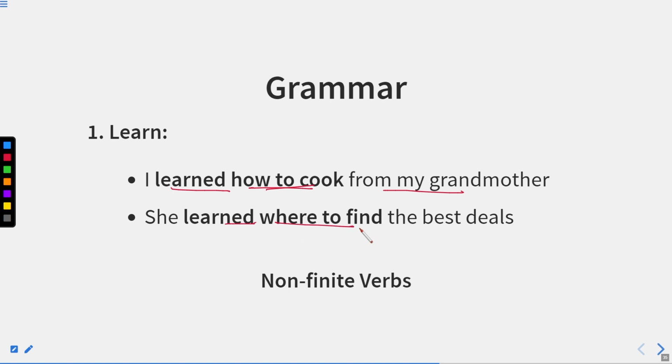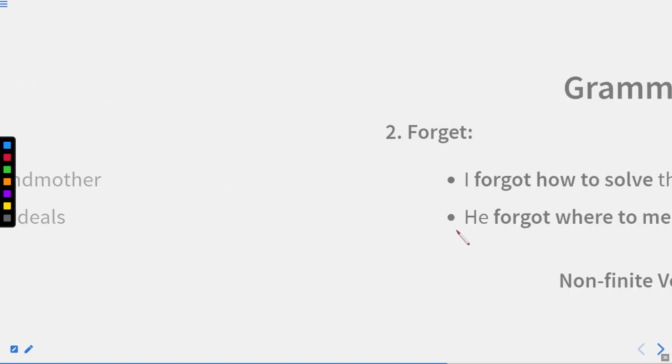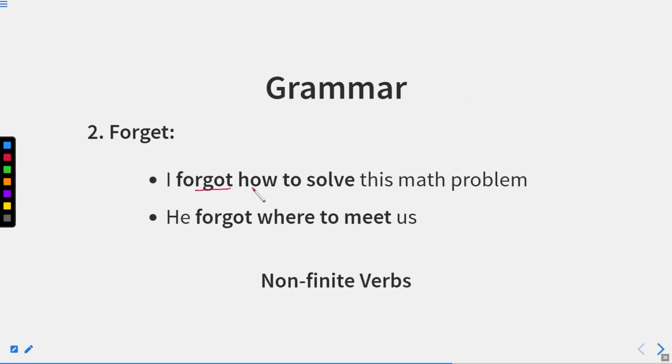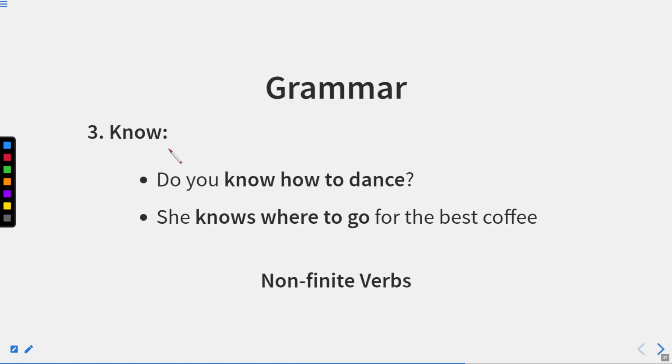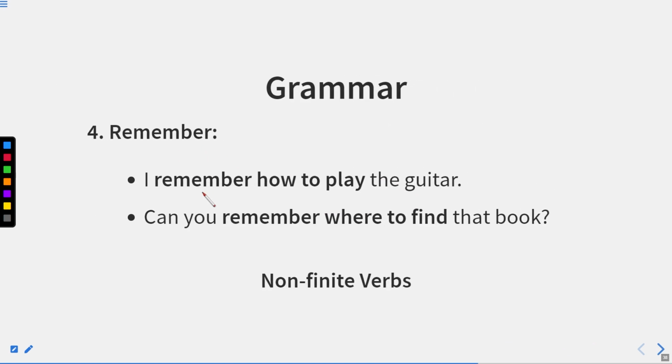I learned where to find the best deals. Forgot. I forgot how to solve this math problem. He forgot where to meet us. Know. Do you know how to dance? She knows where to go for the best coffee. Remember. I remember how to play the guitar. Can you remember where to find that book?